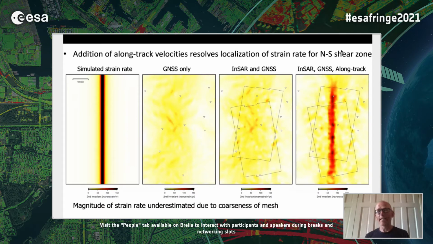If we now add in these along-track measurements from both the ascending and descending geometry, you can see that actually we do a pretty good job of identifying where the strain is localized. We don't quite get the magnitude. That's partly due to the coarseness of the mesh, and it's partly due to the accuracy of the measurements. But in terms of localization of the strain, it does work quite nicely.